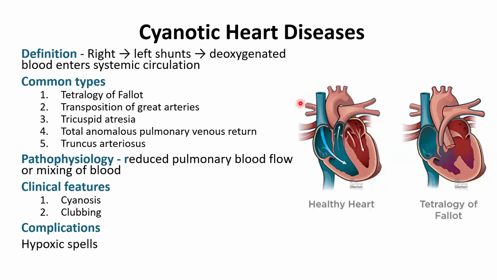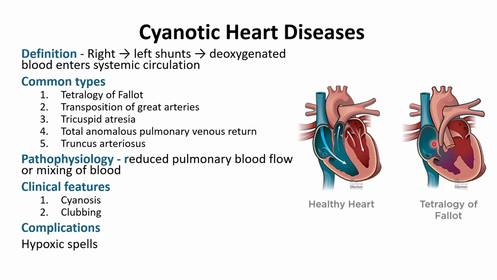I'll give us now examples of cyanotic heart diseases. I've already explained, but this one is to make you understand them well. So cyanotic heart diseases, we talked about their definition. So there is a right to left shunt. So for example, in the normal heart, blood is coming in to the right atrium, right ventricle, into the pulmonary vessels to the lungs, and then comes back through the pulmonary veins, the left atrium, left ventricle, and then the aorta.